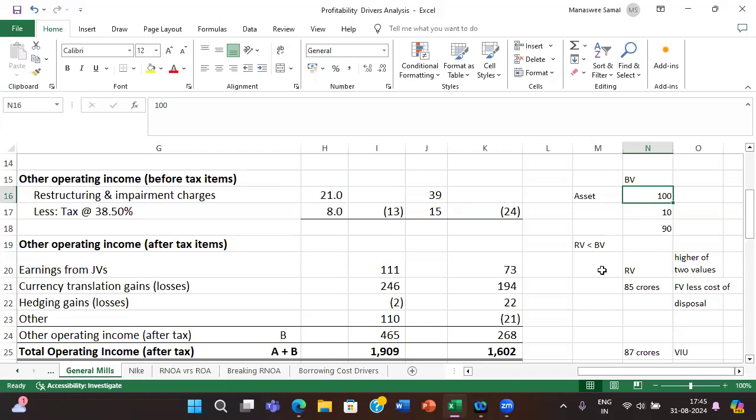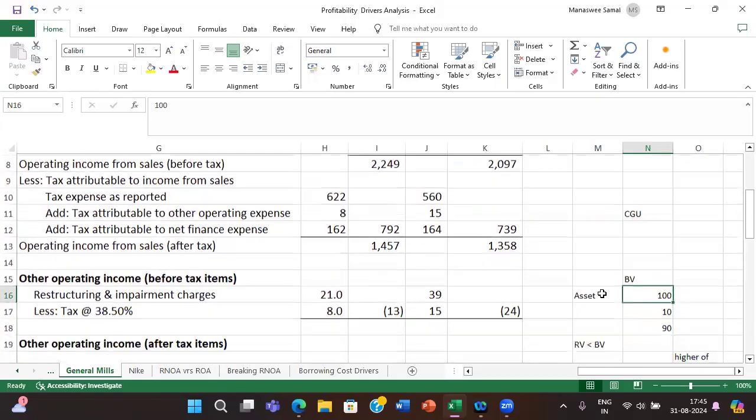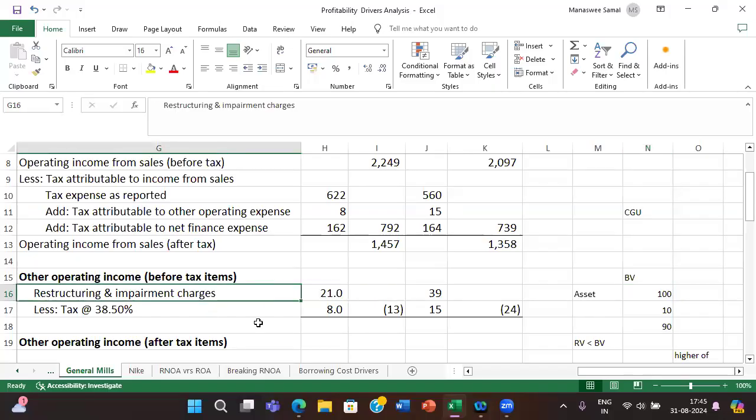So that is the concept about impairment loss or charge. So here the charge is 3 crores. Given this explanation, I think you are in a better position to connect this line item, restructuring and impairment charge. It is not necessary that for every company impairment charge would happen as a regular item. It's a bit irregular item. Okay, done.